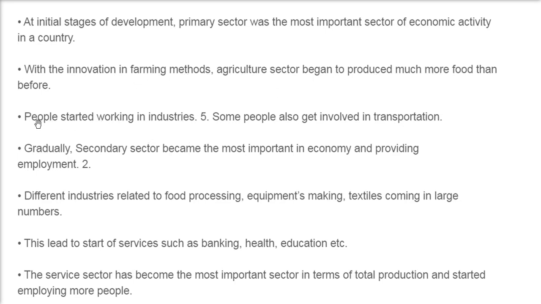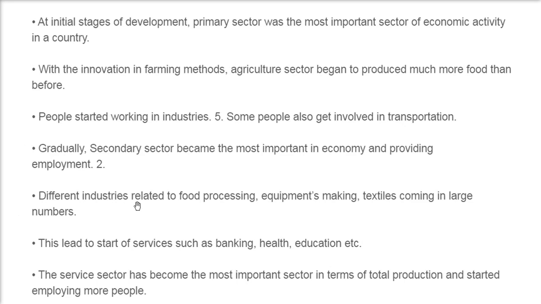The industries came up, so people started working in industry. Some people also got into the tertiary sector, that is transportation, etc. Then gradually the secondary sector became the most important in the economy. First the primary sector was there, then innovation came, agriculture became quite advanced, then people went to industry. When they went to industry, the secondary sector came into being. It became the most important in the economy and in providing employment.